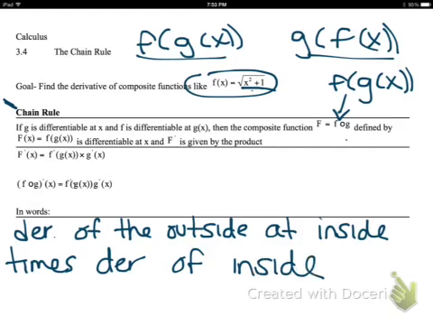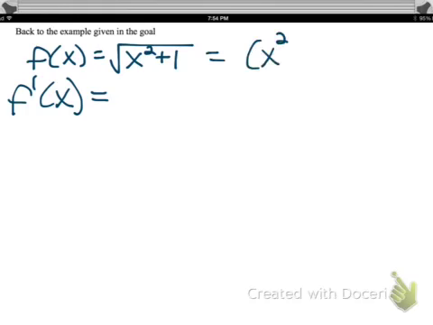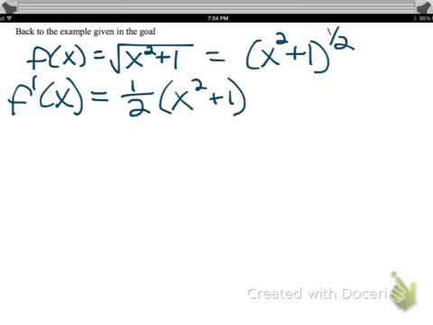You do the derivative of the outside. So first you do the square root, then you would do x squared plus 1. So let's do that problem. The derivative of this would first be the derivative of the square root. Remember, this is the same thing as x squared plus 1 to the 1/2. The outside function's derivative would be 1/2, leaving the inside the same. So it's 1/2 times x squared plus 1 to the negative 1/2, times the derivative of the inside function, which would be 2x.